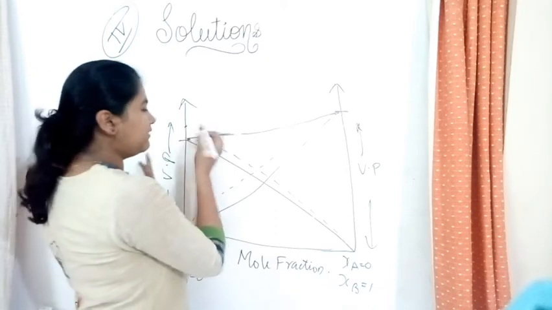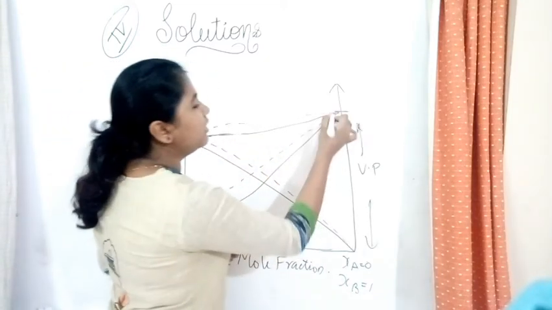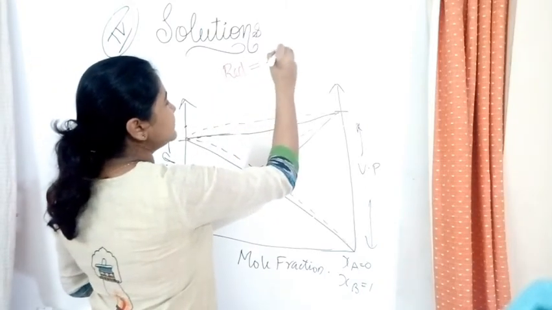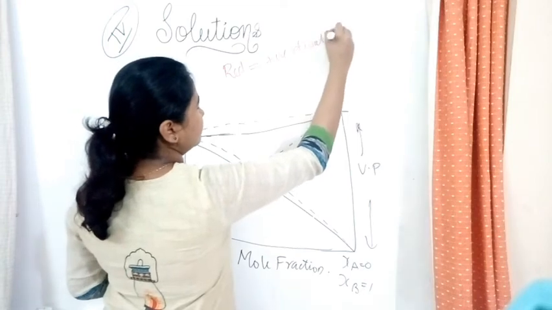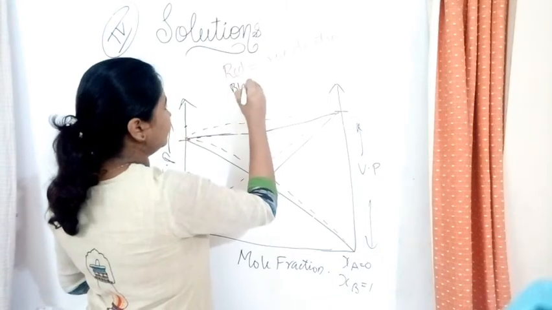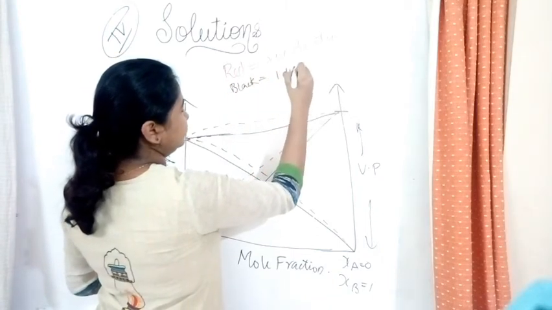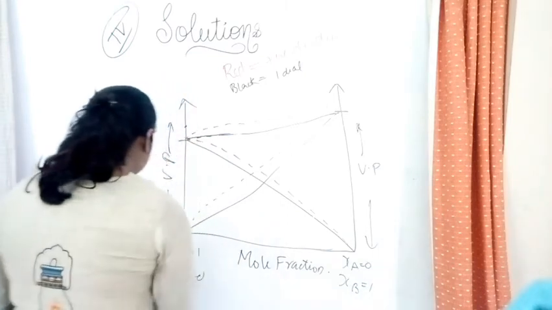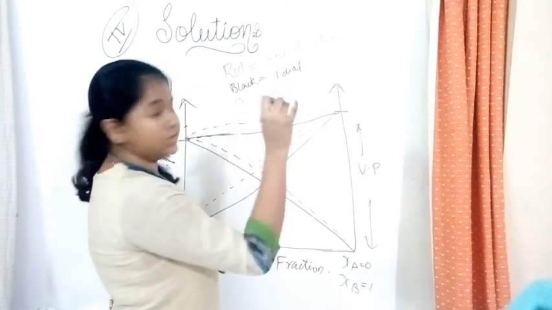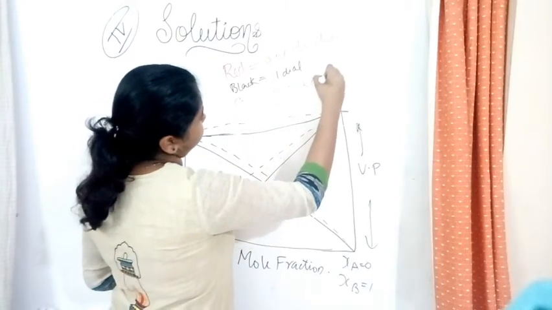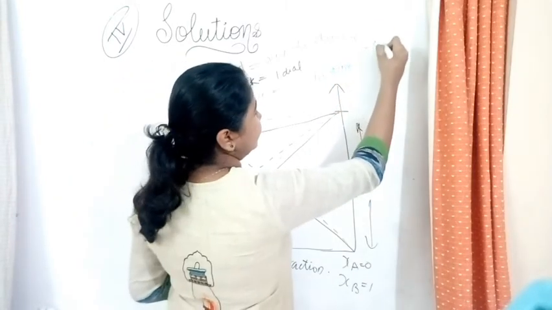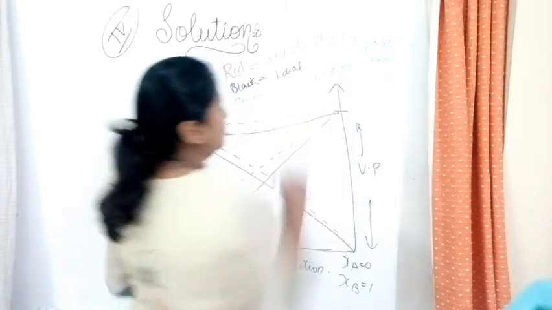So what would happen to the total vapor pressure? That will also increase. So this red color is for positive deviation. And black is what? Ideal. Okay, now we'll take another color. Green is for what? Negative deviation. You know, by the way, these two are what? Non-ideal solutions. Okay.